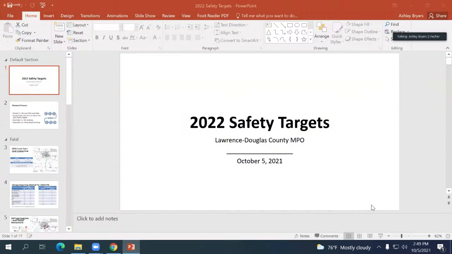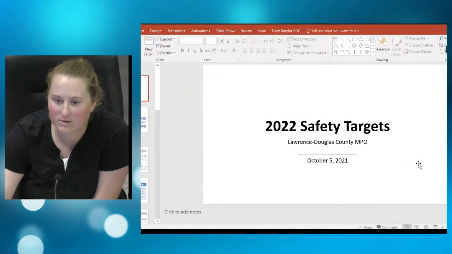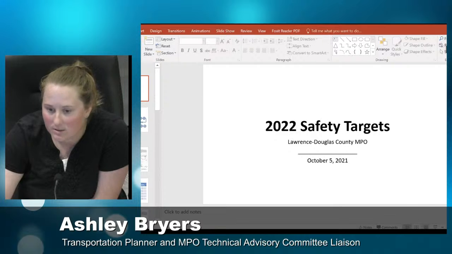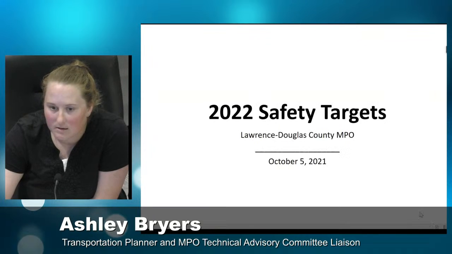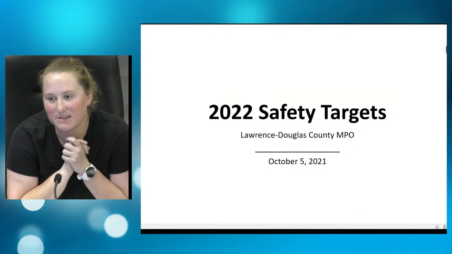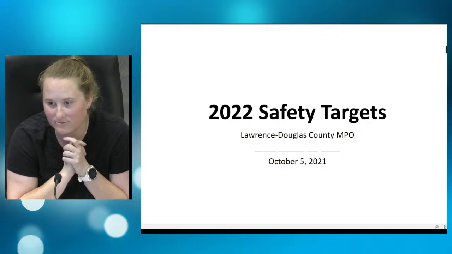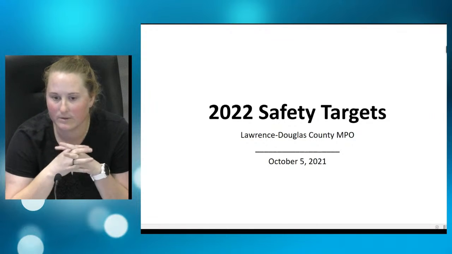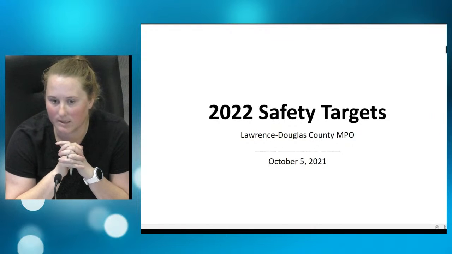My name is Ashley Briers. I'm a transportation planner, and we're going to discuss the 2022 safety targets. So it's October, which means that we need to talk about safety targets for the upcoming year. We've done this every year for the last several.